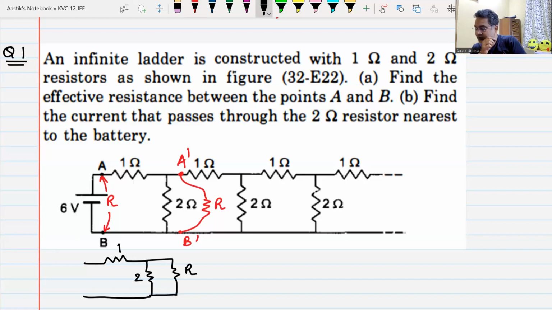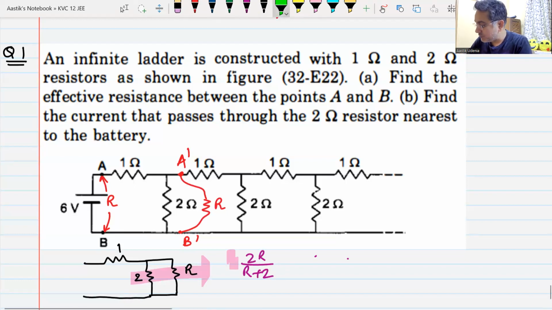I hope I have not made a mistake. Yes or no? I've done it correctly, yes or no? Yes, sir. Now I can see these two are in parallel. So these two are in parallel, their effective resistance becomes 2R upon R plus 2.